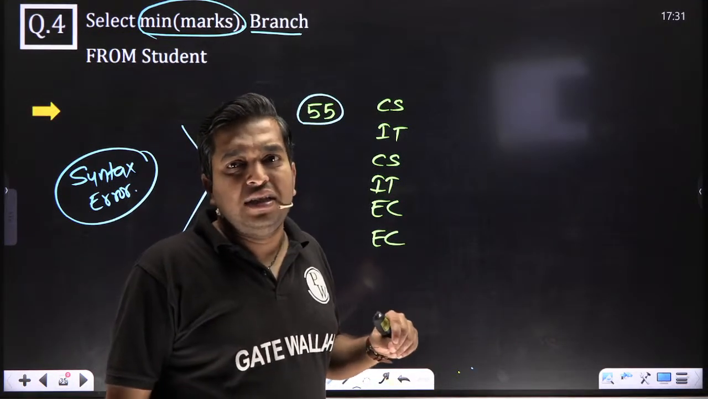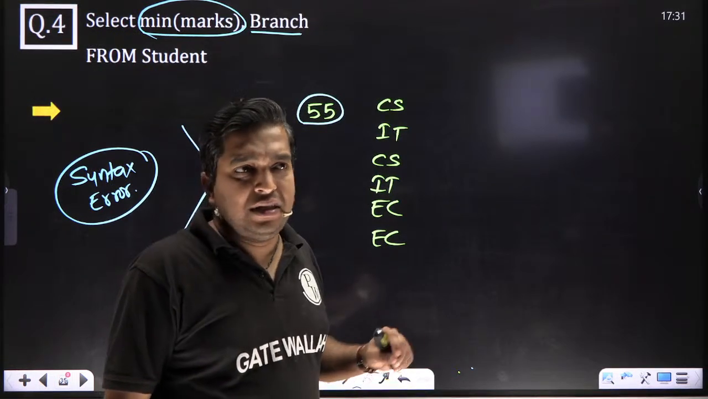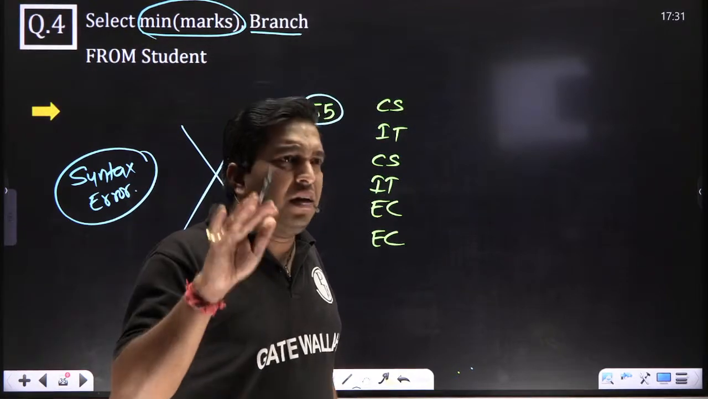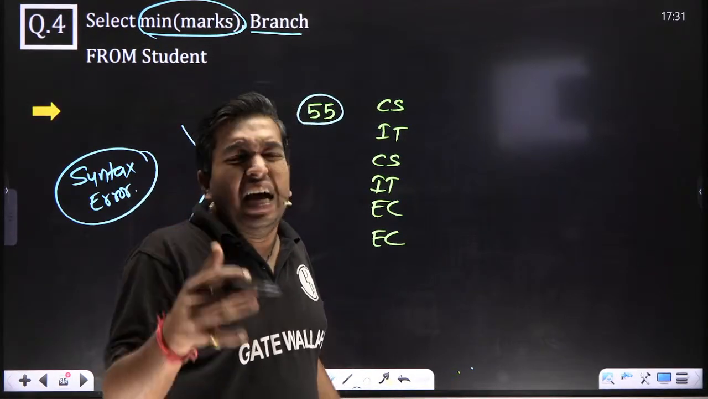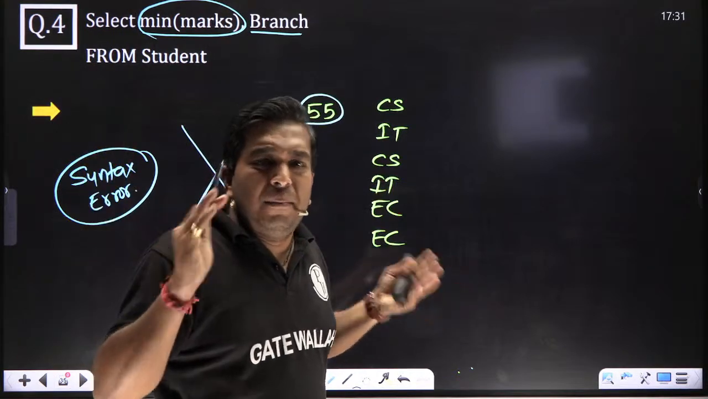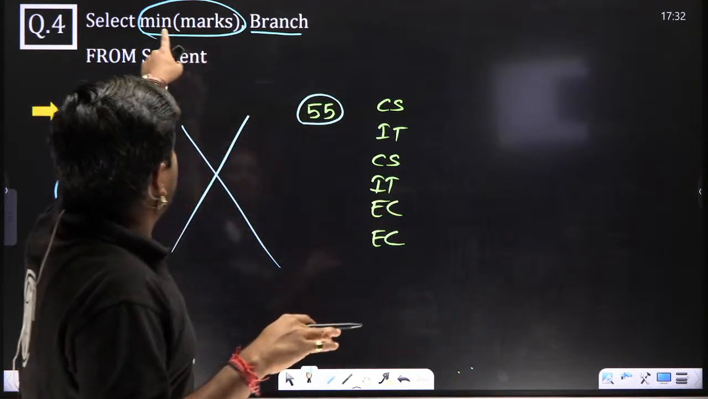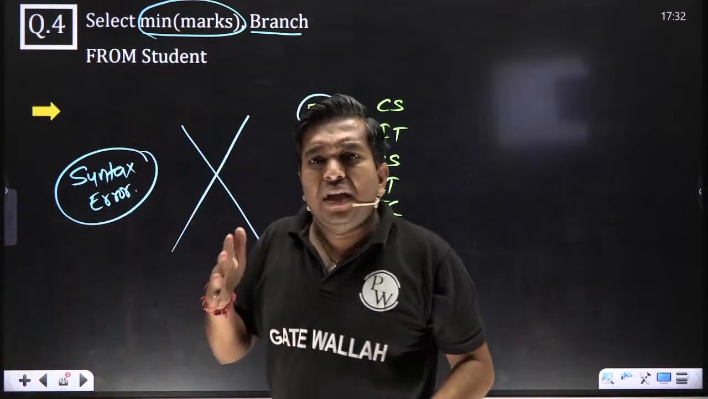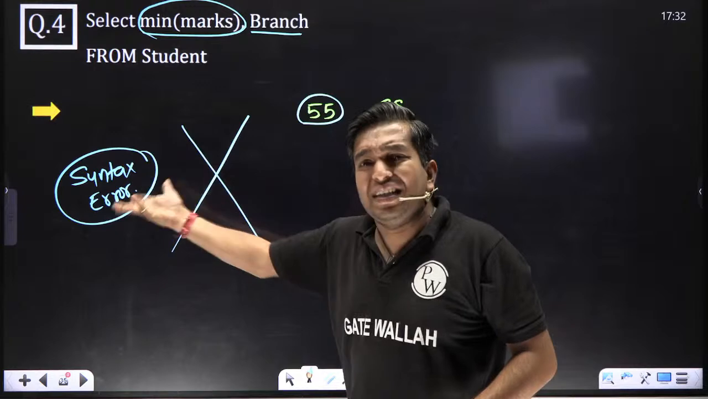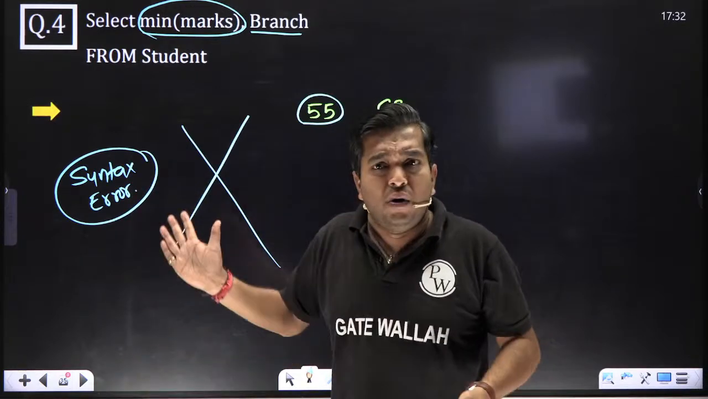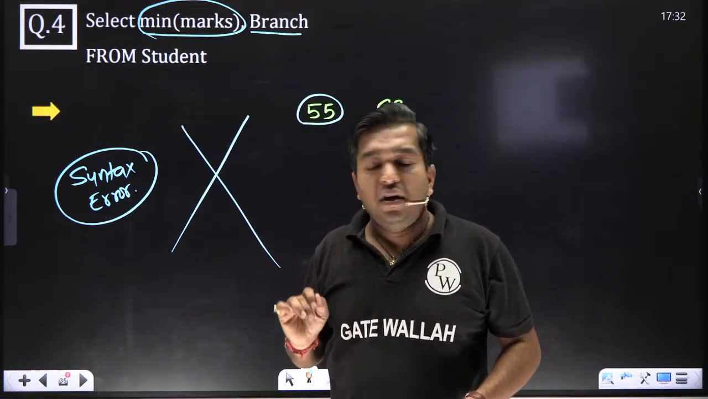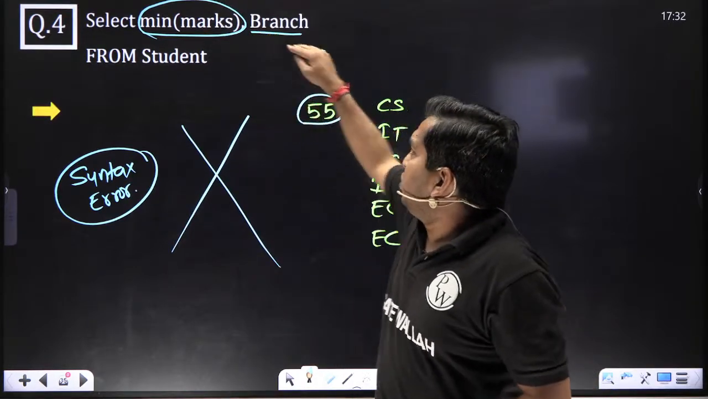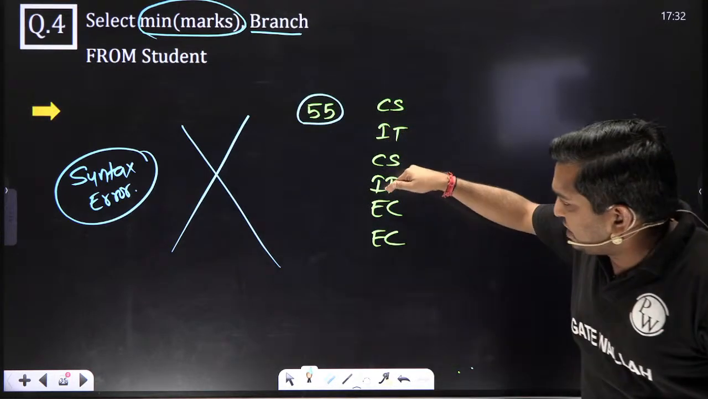Now my question is, 55 is the minimum marks and you are getting branches, sir, how can we select without filtering? Arre no, Seema, please try to understand. Feel it, please. You are getting minimum marks, that is 55. You are getting branch. I don't know, I am an illiterate person. I don't know what is happening. Why syntax error? What are the rules? I don't know. You just apply your brain first. Minimum marks you are getting 55. Branch you are getting CS, IT, CS, IT, EC.